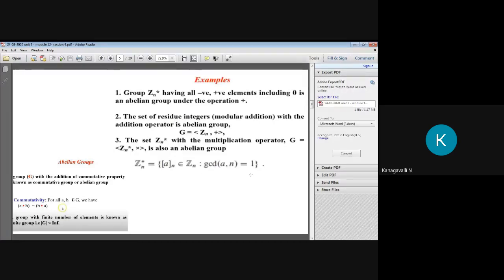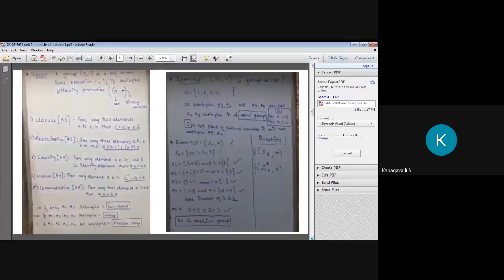So that we are doing GCD of a comma n. That means modulo of the particular n, right? Then if your value is definitely 1, you will get your group as an abelian group, right? This is a simple example for here.